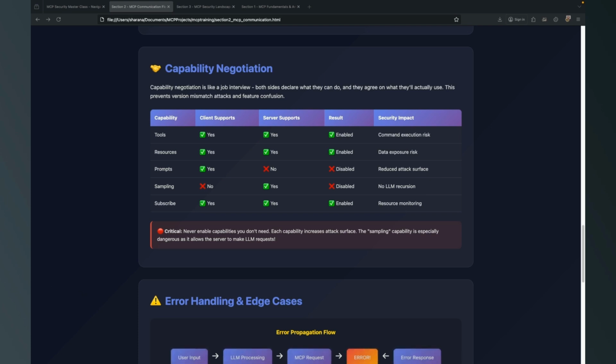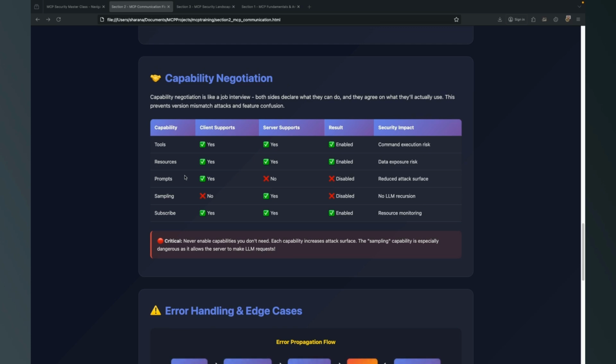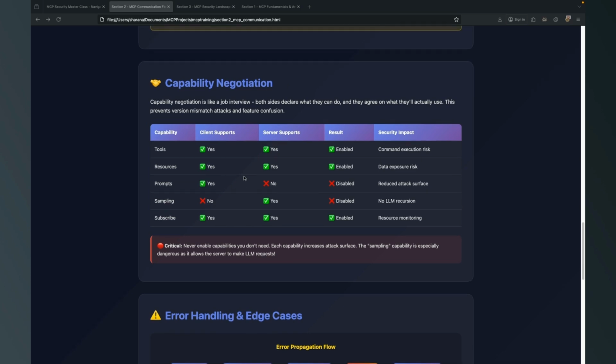I know this term capability negotiation sounds fancy, but technically it is something like two people agreeing to work together. So why it is needed and how it functions. In general terms, the client and server introduce themselves, something like, here's who I am and what version I speak. Why it matters: if a client and a server don't agree on the version, they both get confused, and confusion is risky.